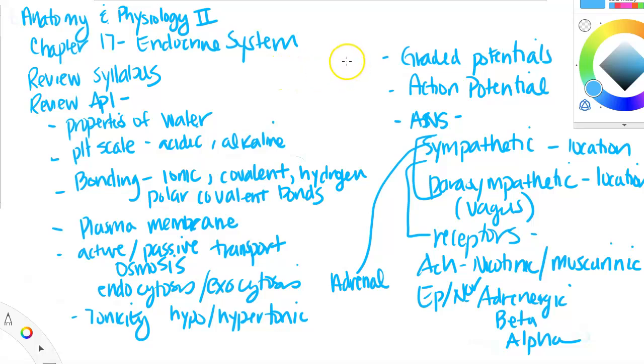So on that first day, we're just going to review a little bit of AP1, try to get you up to speed again as far as what you need to know there. And then we'll start on the endocrine system, which will be on the next day.